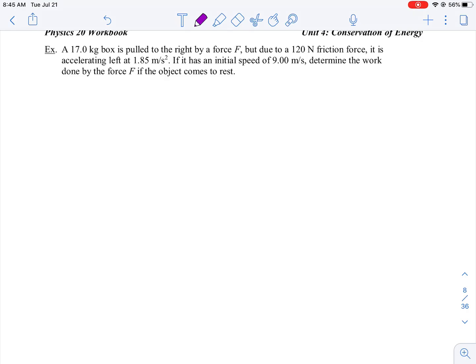So here's an example you guys have in your workbook. We're going to start off, and I do recommend you guys try this question yourself first. You can pause, give it a try, then we do this one together.